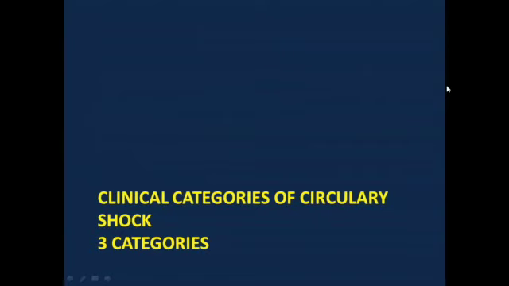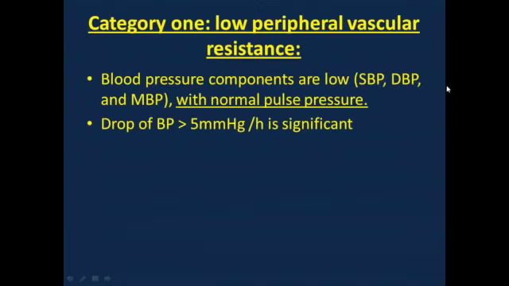Now we'll discuss the clinical categories of circulatory shock. And typically we have three main categories. Category number 1, when you have low peripheral vascular resistance, which is consistent with category number 1 pathophysiology. Blood pressure components are low systemic systolic, low systemic diastolic, and mean blood pressure with normal pulse pressure.